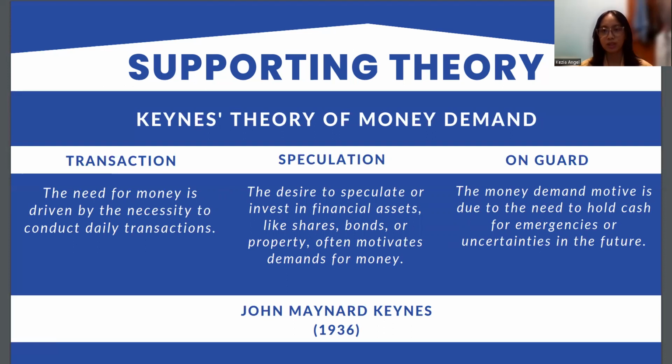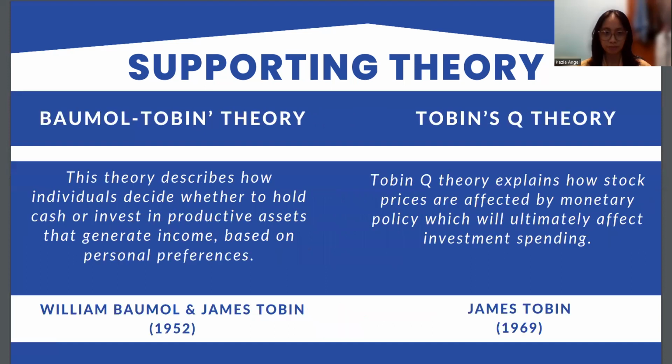The third motive is precautionary motive. The money demand motive is due to the need to hold cash for emergencies or uncertainties in the future. This theory is brought to you by John Maynard Keynes, 1936.